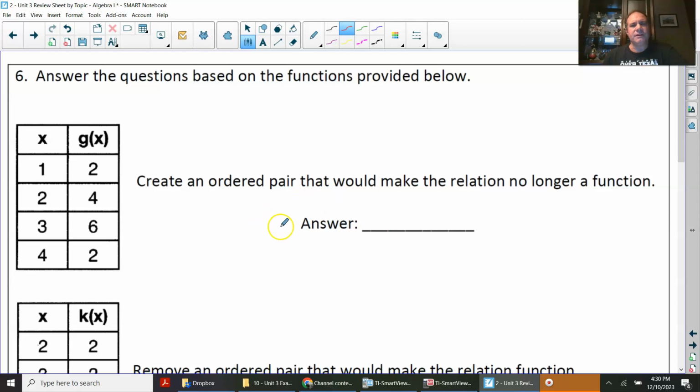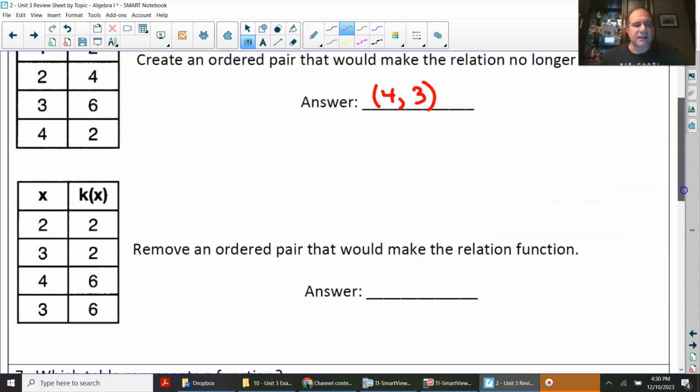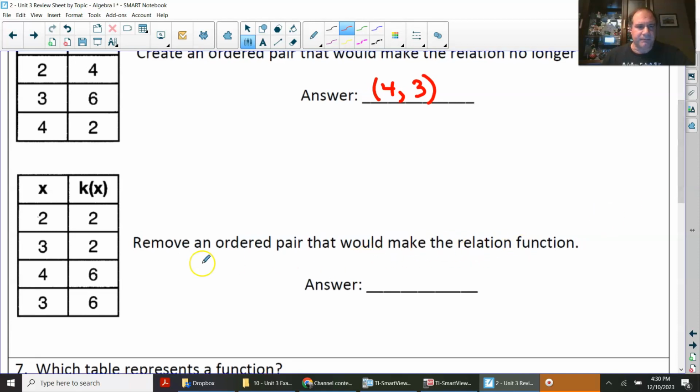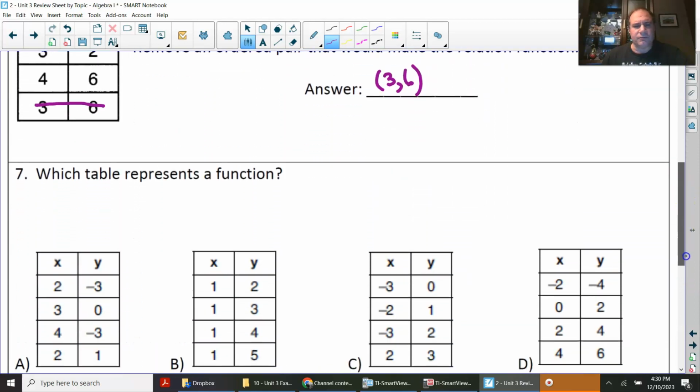Going to number 6, create an ordered pair that would make the relation no longer a function. I am just going to go to 4, 3. All right, 4 can't go to 2 and go to 3 at the same time, so every x has to have its own y. Remove an ordered pair that would make it a function. So I'm going to remove 3, 6. All right, that would make it a function because now 3 doesn't repeat and it's just going to 2, 3, 2.